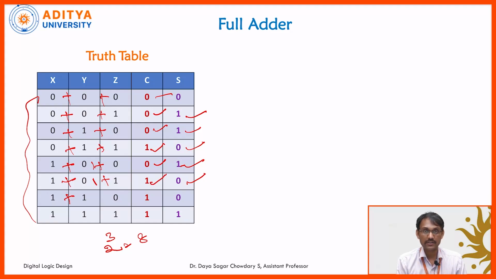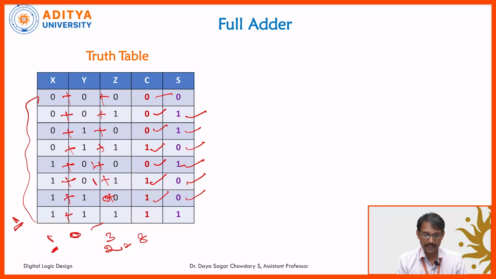And here 1 plus 1, so the sum is 0 and the carry is 1. Now the sum is 0, so 0 plus 0, that is sum is 0. But don't forget to note down that carry. That is why this carry we have to represent here. So that is your carry as 1. Here 1 plus 1, that is sum is 0 and the carry is 1. So don't neglect this carry.